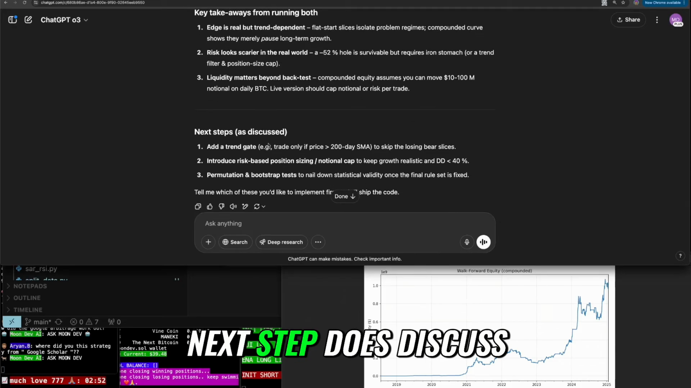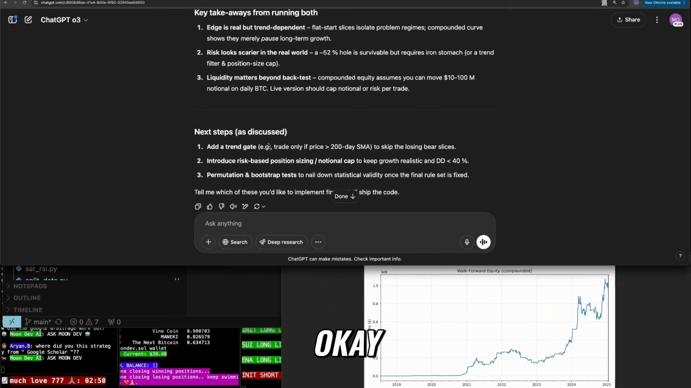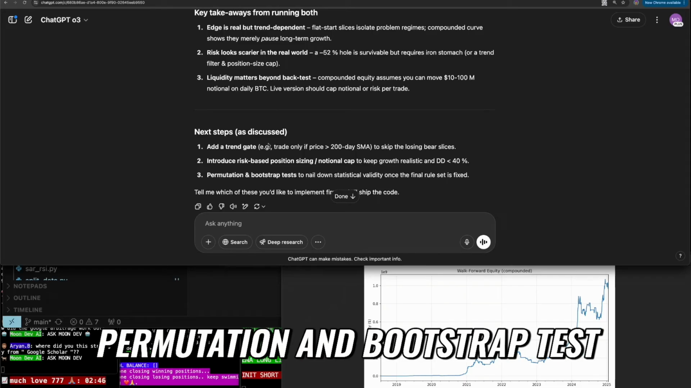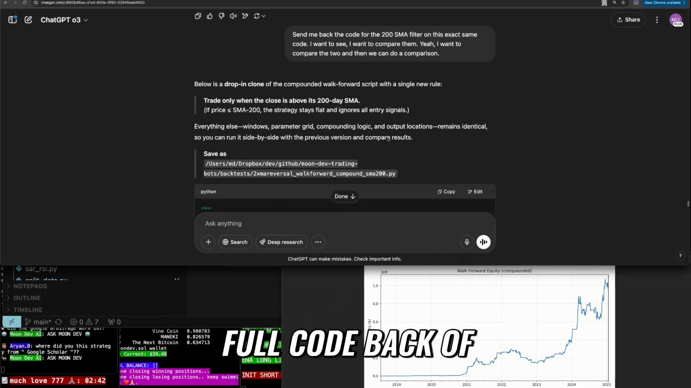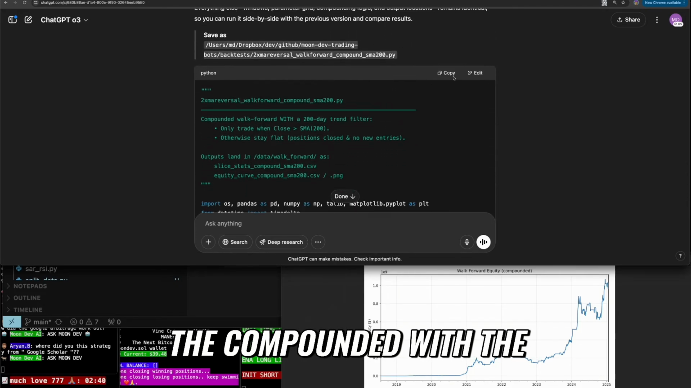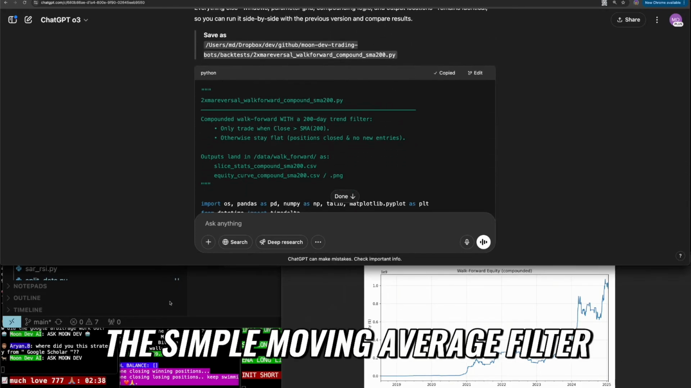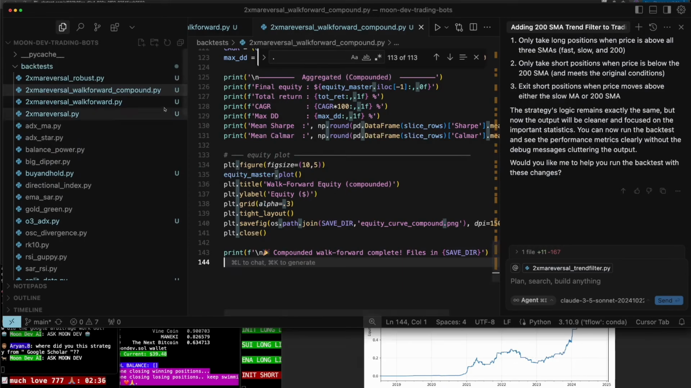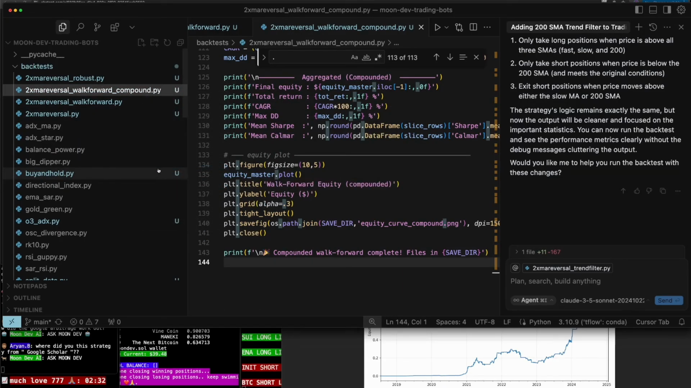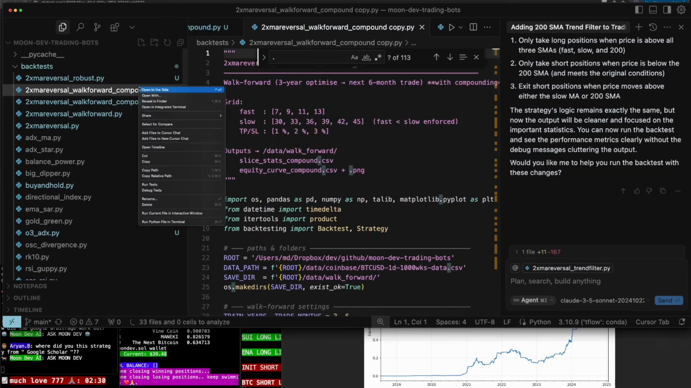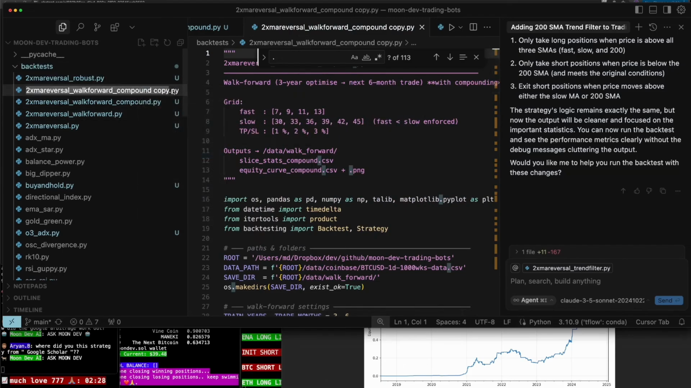Next step, as discussed: add a trend gate. Introduce risk-based position sizing. Permutation and bootstrap tests. I asked for the full code back of the compounded with the filter, the simple moving average filter. Trend gate.